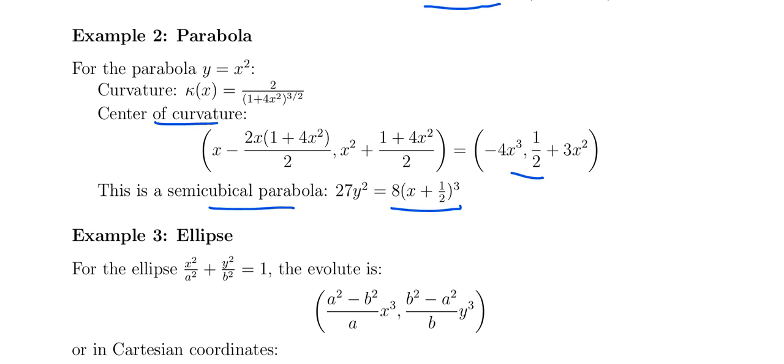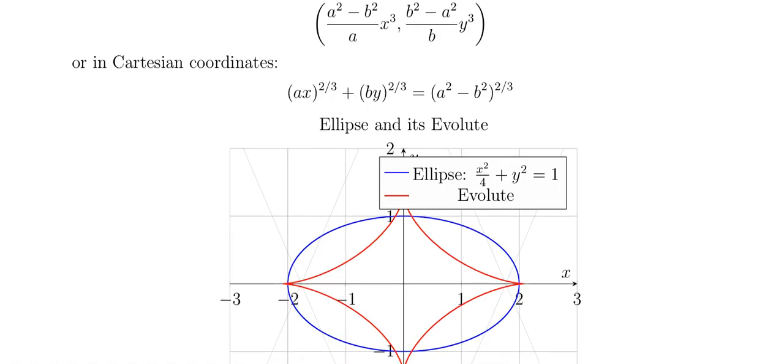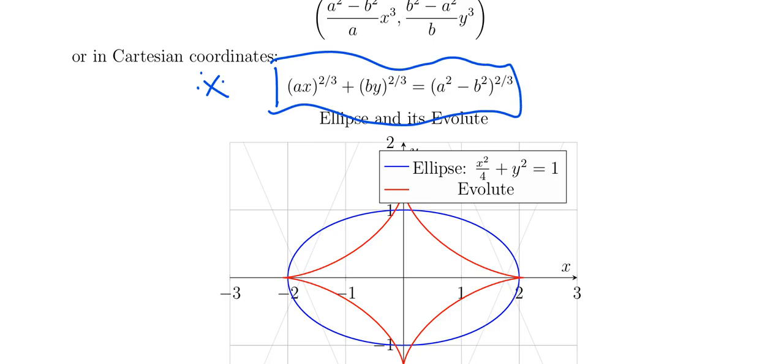And for the ellipse, this is the formula for the evolute, its Cartesian coordinates. This is very important for the ellipse.